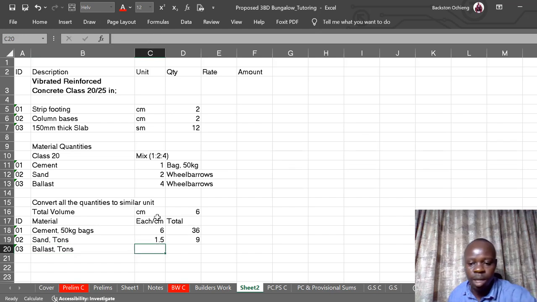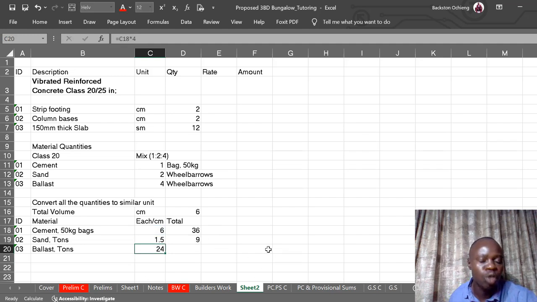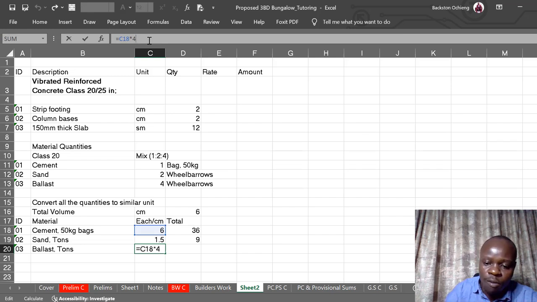The same way we dealt with sand. For the ballast, every bag of cement will take 4 wheelbarrows of ballast. So what that means is that now we have a total of 6. Therefore, we should be taking the 6 multiplied by 4, because every bag goes with 4. So it's the number of total bags, which is 6, times 4. That gives us 24 wheelbarrows of ballast.